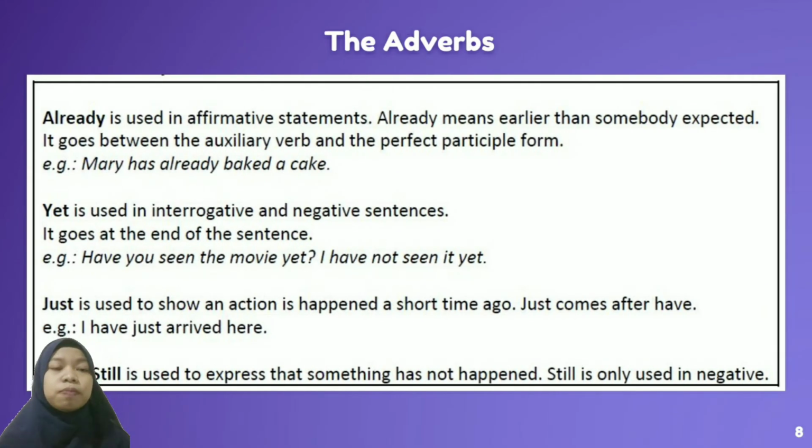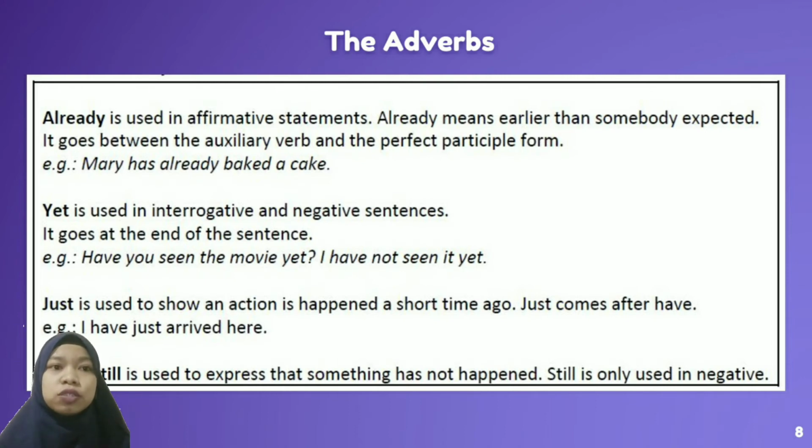Next, about the adverb. The adverbs in present perfect are already, yet, just, and still. Already is used in affirmative statement. Already means earlier than somebody expected. It goes between the auxiliary verb and the perfect participle form. In example, Mary has already baked a cake. So, already is put between the auxiliary verb has and the perfect participle form baked.